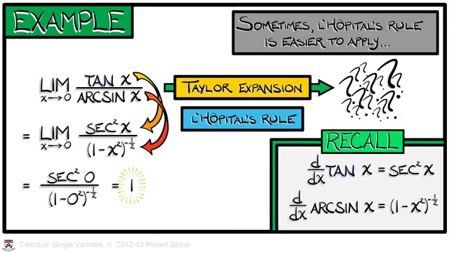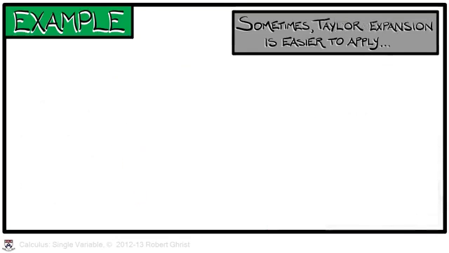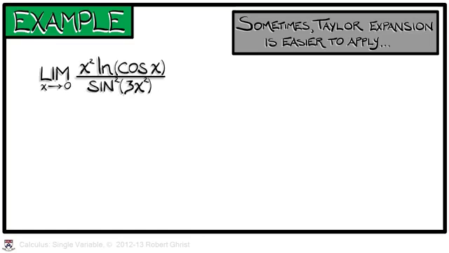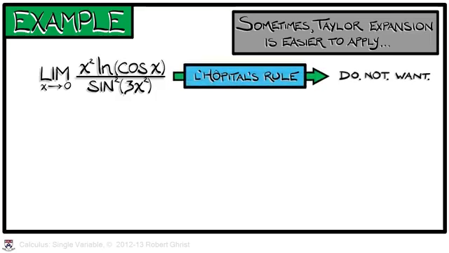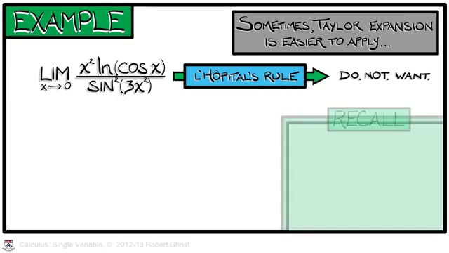That was simple. Let's look at another example, one for which L'Hopital's rule might not be the way to go. The limit as x goes to 0 of x squared log of cosine of x over sine squared of 3x squared. Whew, I do not want to try to compute the derivative of that. It's possible, but not profitable.